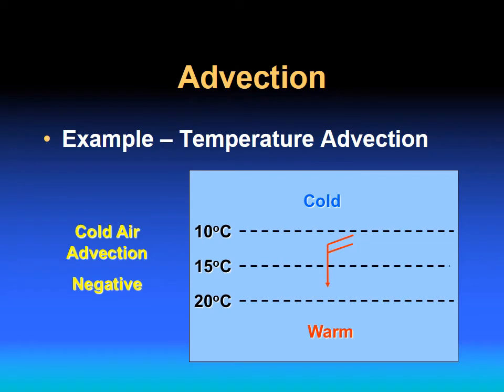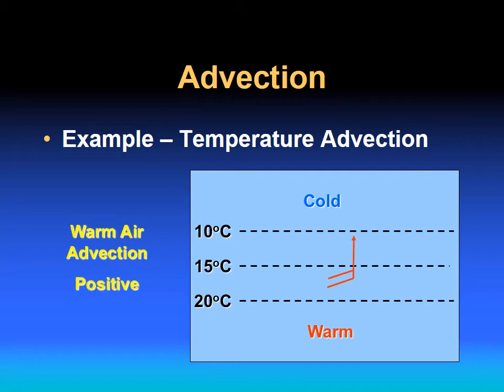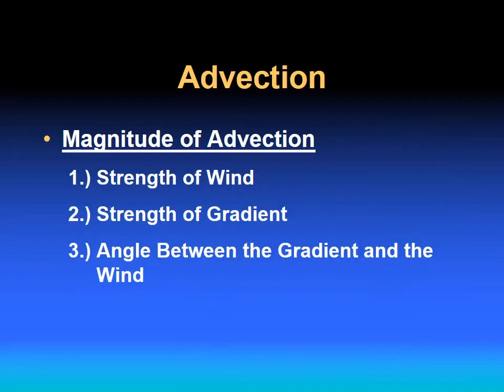And here's the example of cold air advection, cold air coming out of Canada. There's the gradient. It's colder up north, it's warmer down south, and the wind's blowing from the north to the south. That's cold air advection or negative advection. Warm air advection is just the opposite, where you have the wind blowing from the south. Same gradient, wind blowing from the south, though, across this gradient, bringing in warmer temperatures to the north.